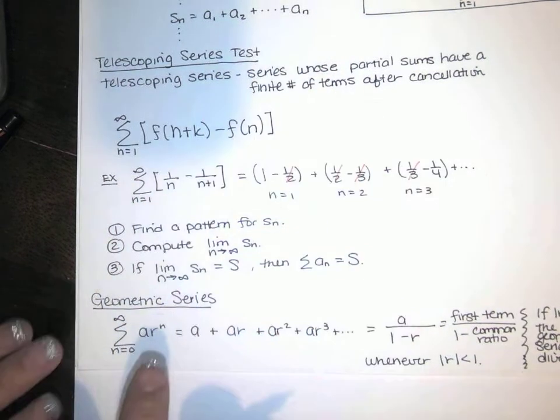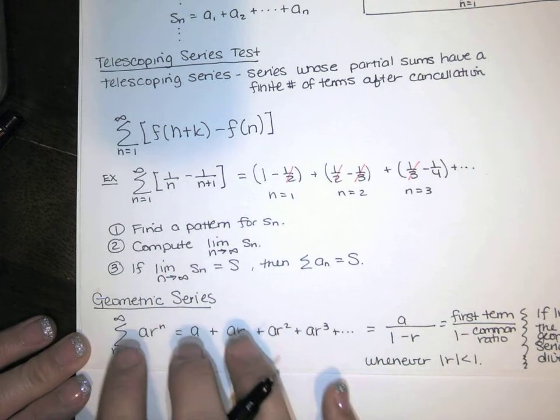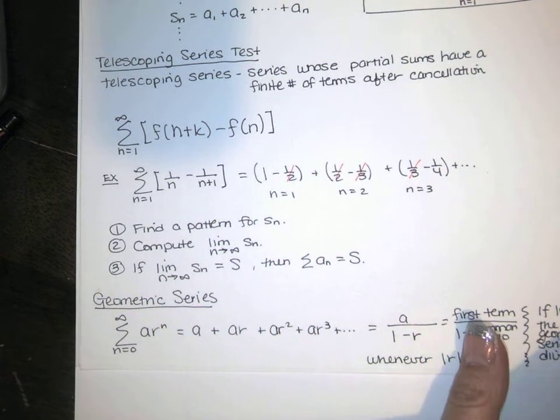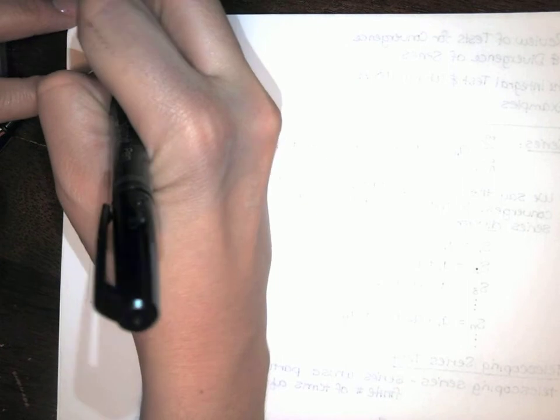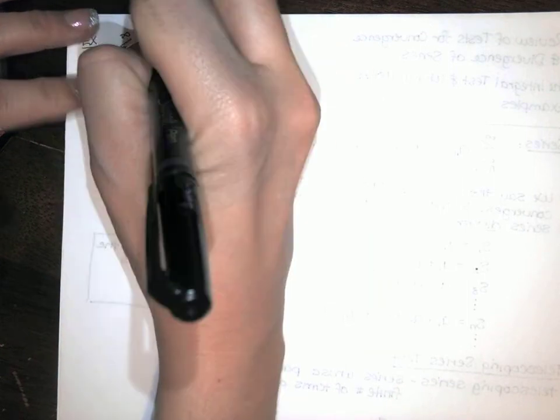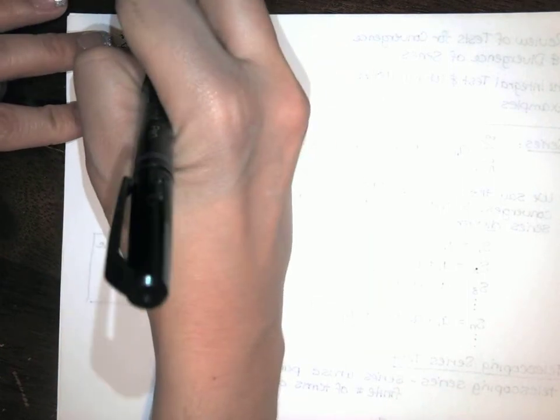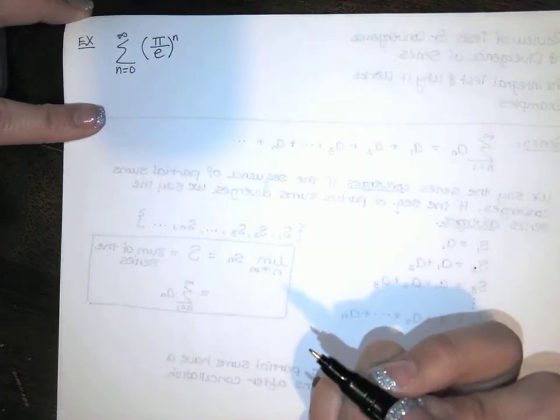So we have telescoping series that look like this. We have geometric series that look like this. Let me give you an example of a geometric series. So that's geometric.